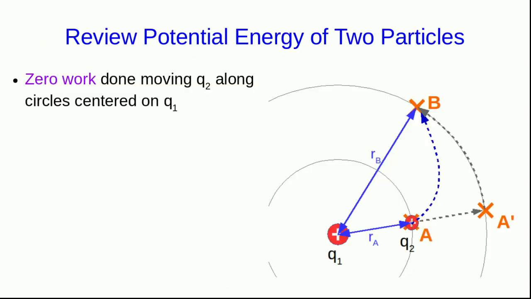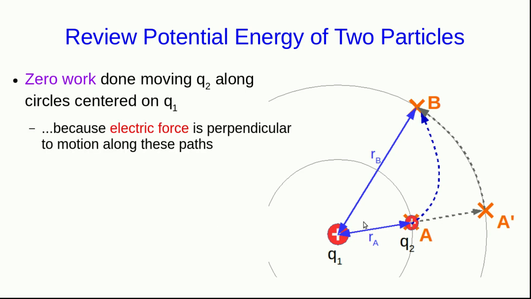As we saw in the last lecture, for a situation like this where we're moving this charge Q2 in the vicinity of this other charge Q1, during any motion along a path like this one from A prime to B that moves along a circle centered on Q1, the electric force will do zero work on Q2. And we know that because the electrical force acting on Q2 must point radially outward from Q1, and so it's perpendicular to the motion anytime we move it along a circular path, like this one from A prime to B, or this other circular path on this inner circle.